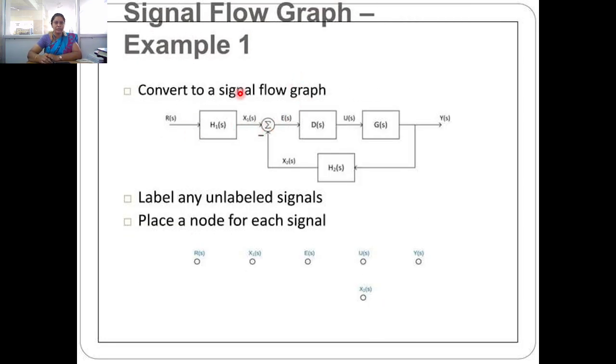That is, we convert it to a signal flow graph. This is your block diagram. That is R of S, H2 of S, D of S, G of S, and H2 of S. Here we label the signals. This is your R of S value. This is your H2 of S value, and E of S the error signal, and U of S, H2 of S. Your output is Y of S. These are your signal nodes.